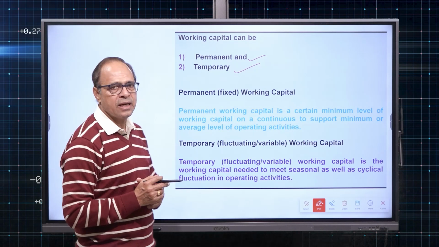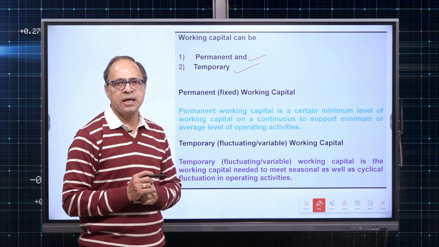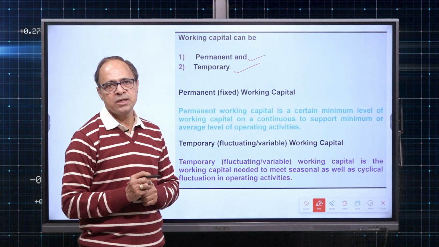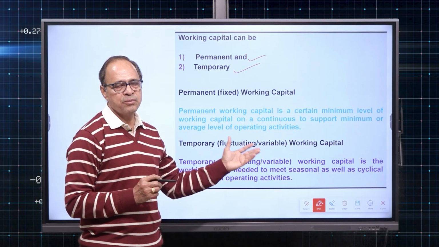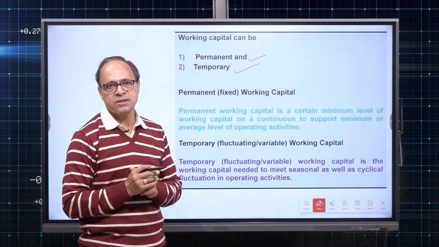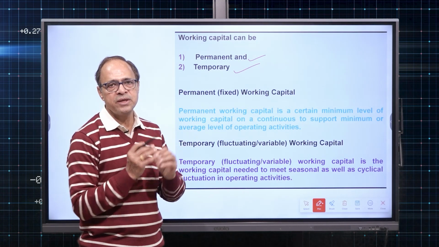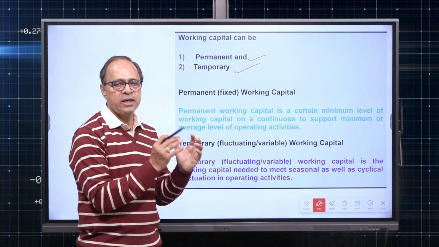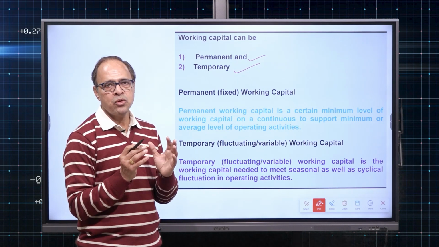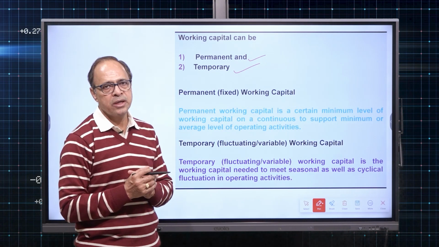Whereas temporary working capital, which is also known as variable working capital or fluctuating working capital, is the amount of working capital required to sustain or support fluctuations in the trading activities resulting from cyclical and seasonal changes. If we are talking about the woolen industry, the requirement of working capital will be very high during the winter season, or when they procure the raw material. It means the amount of working capital will keep on changing in that period. That will be additional working capital or temporary working capital.